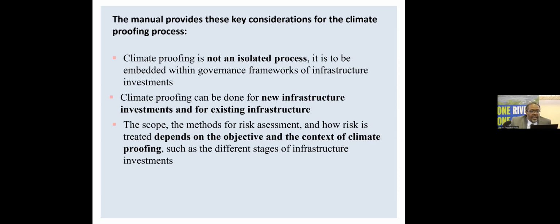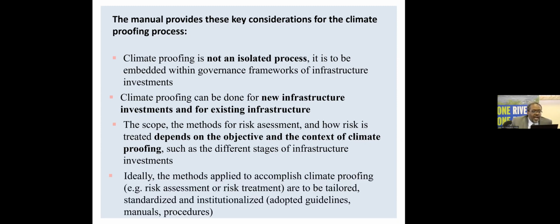The manual provides these key things: climate proofing is not an isolated process. It is to be embedded within the governance frameworks of infrastructure investment. Also, climate proofing can be done for new infrastructure investment and for existing infrastructure, and the scope and the method for risk assessment and how risk is treated depend on the objective and context of climate proofing, such as the different stages of infrastructure investment. And finally, ideally, the methods applied to accomplish climate proofing, for example, risk assessment or risk treatment.